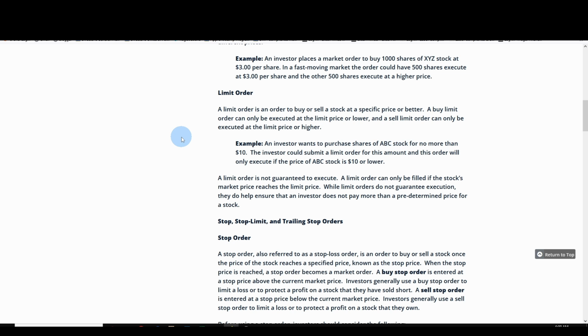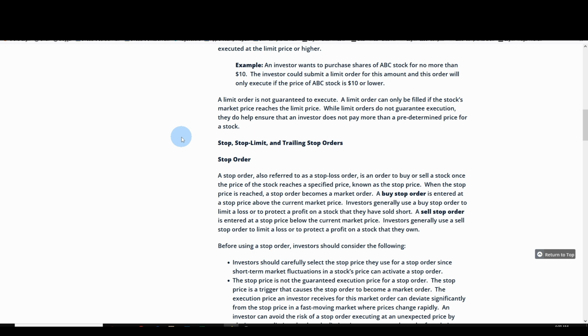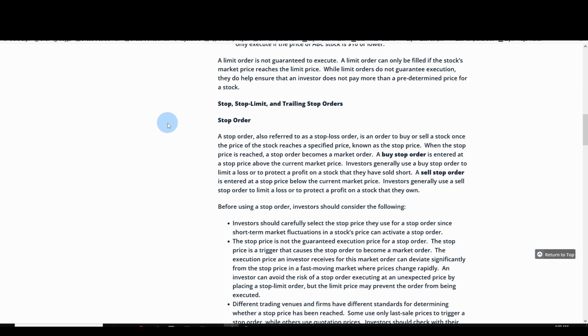A limit order is not guaranteed to execute. A limit order can only be filled if the stock's market price reaches the limit price. While limit orders do not guarantee execution, they do help ensure that an investor does not pay more than a predetermined price for a stock. Stop, stop limit, and trailing stop orders.